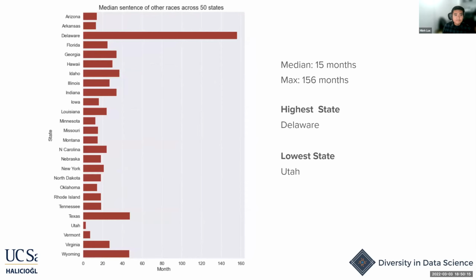And last, we have the median sentence of other race. They have a median of 15 months and a max of 156. Delaware is an outlier, very high compared to the others. And Utah is the lowest state.